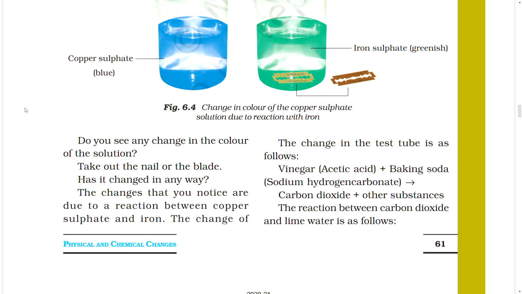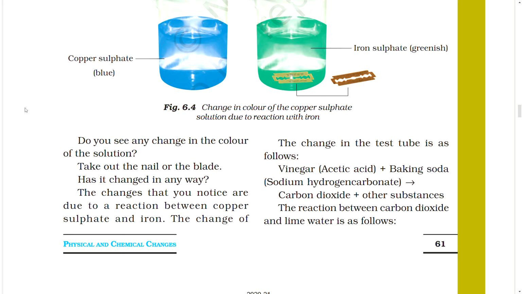Do you see any change in the color of the solution? Take out the nail or the blade. Has it changed in any way? The changes that you notice are due to a reaction between copper sulfate and iron. The change in the test tube is as follows: vinegar, acetic acid, plus baking soda, sodium hydrogen carbonate, gives carbon dioxide plus other substances.